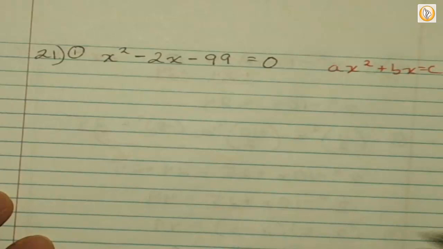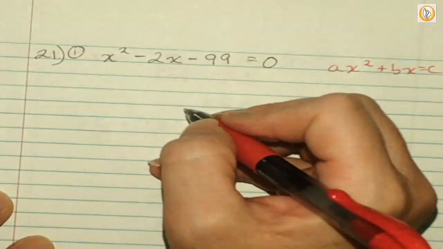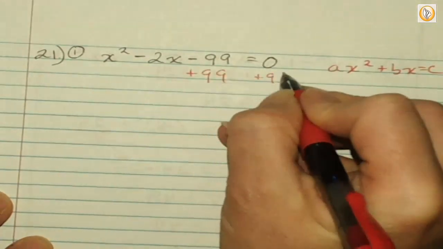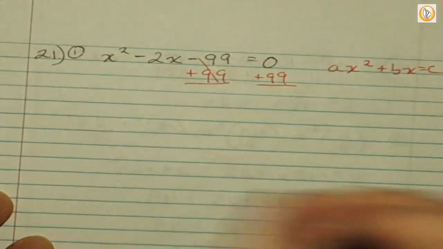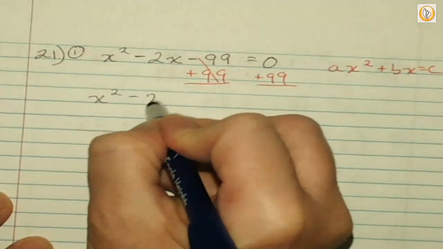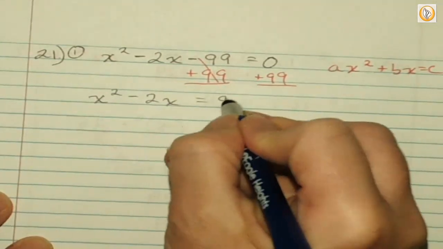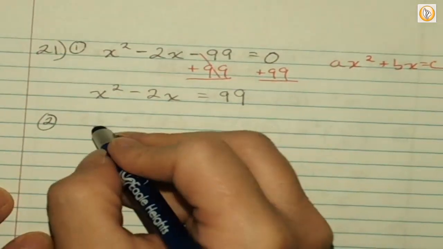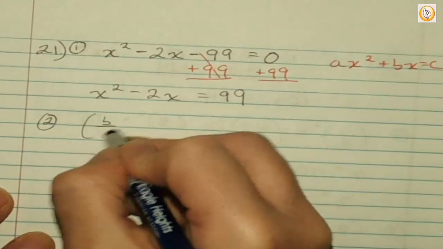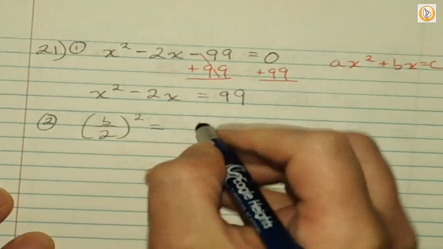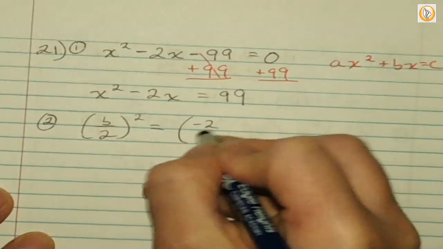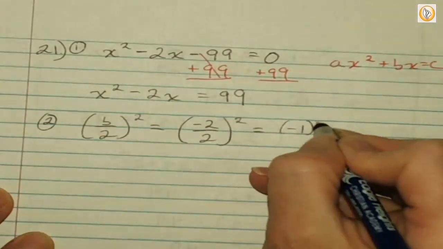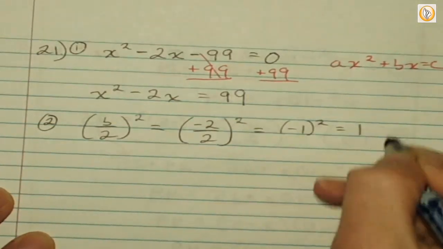First, move the 99 to the other side. Very good. So I'm going to add it to both sides. And I've got x squared minus 2x equals positive 99. Very good. Now second step. Do the b divided by 2 on both sides. What's my b? Negative 2. And negative 2 divided by 2 equals negative 1. And squared will be positive 1. Very good.